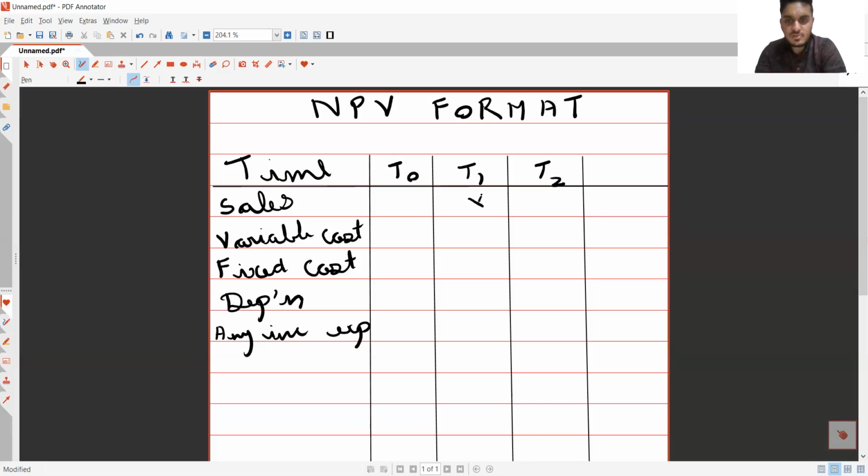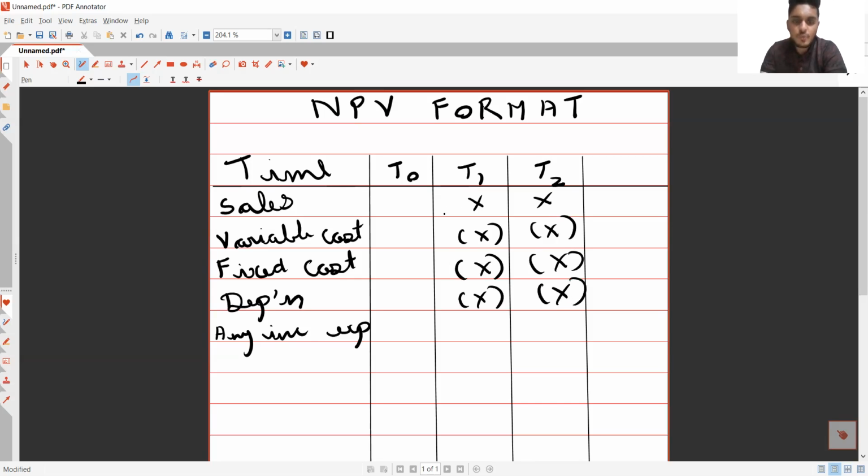Okay, so if I were to put the amounts here, guys, variable cost is an outflow, fixed cost is an outflow, depreciation is an expense, so it's an outflow. So what am I doing here?